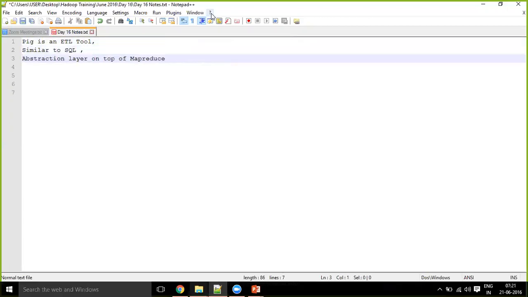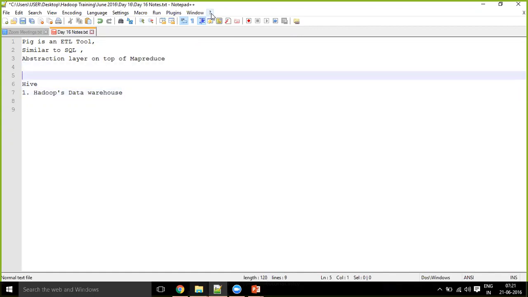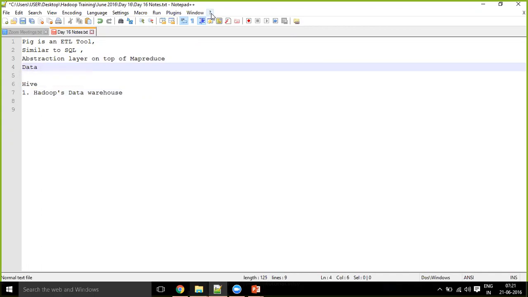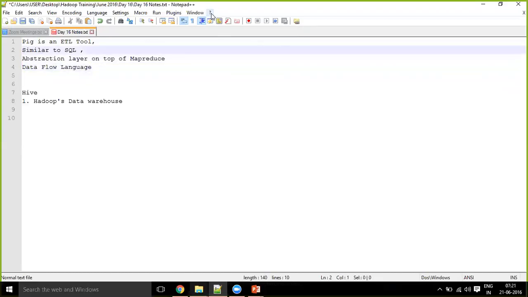Okay. And coming to Pig, I can say so many points about this. It is a Hadoop's data warehouse. This is a data flow language. And it uses its own Pig Latin.